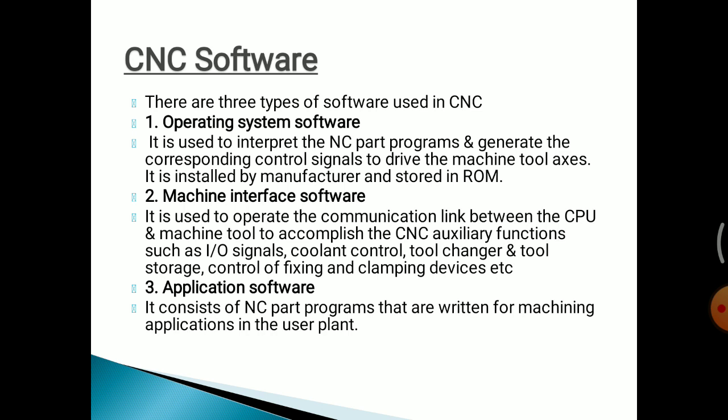The third software is application software. It consists of NC programs that are written for machining applications in the user plant. The application software consists of the part programs that were written for the machining application. So these are the three kinds of software used in the CNC machines.